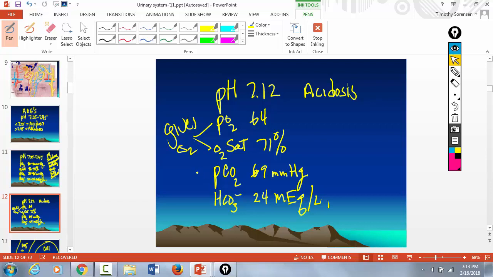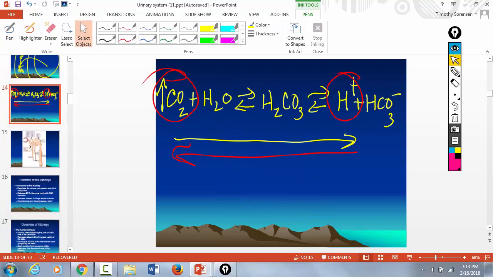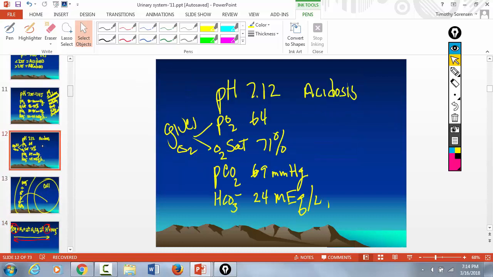Now you look at the PCO2. Is the PCO2 high, low, or normal? It's high. So let's look again at our lovely equation. If the PCO2 is high it is going to force the equation to the right, and it's going to form more free-floating hydrogen ions. Say yes. So what has caused this acidosis? What system has caused this acidosis? The respiratory system, because the respiratory system controls carbon dioxide. Say yes. So this is a respiratory acidosis.